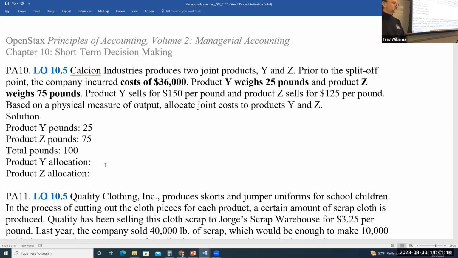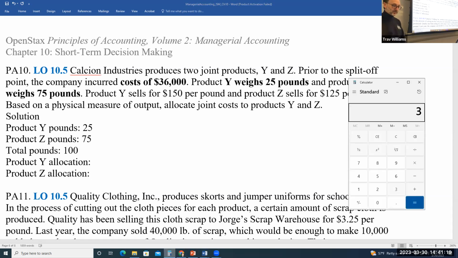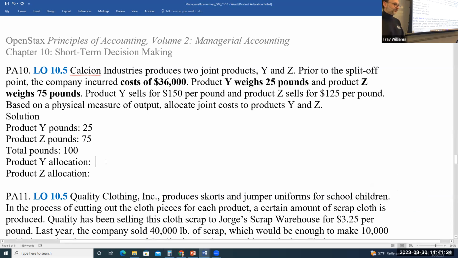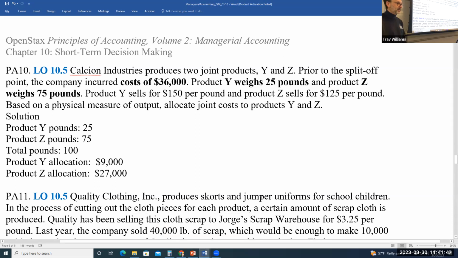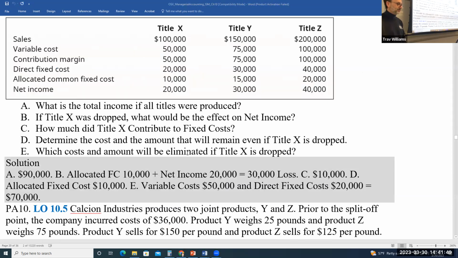25% and 75%, right? So 25% of $36,000 is 9,000. And 75% is 27,000. We take those costs and divide it by the weight of the two products, and that's how we would allocate the costs. All right, any question on number 10?